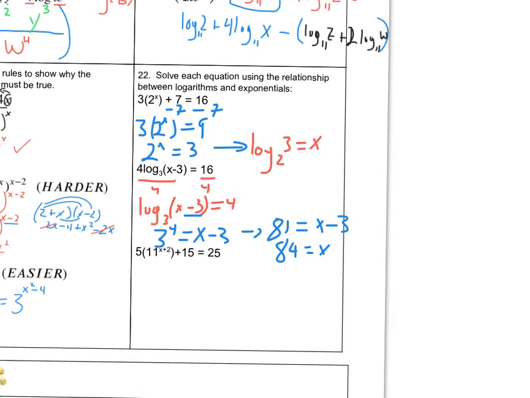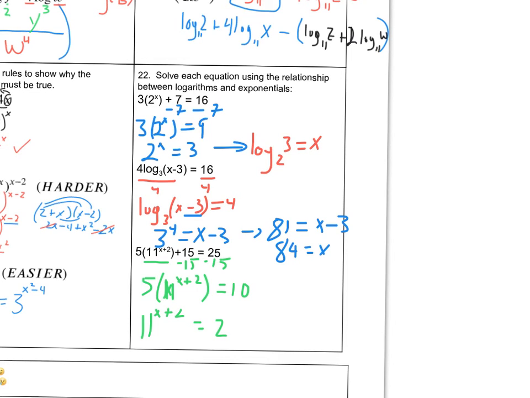And the last one, again, I'm going to get the exponential thing by itself. I'm going to subtract 15 from both sides. We get 5 times 11 to the x plus 2, and that's going to be equal to 10. I'm going to divide both sides by 5 to get 11 to the x plus 2 is equal to 2.